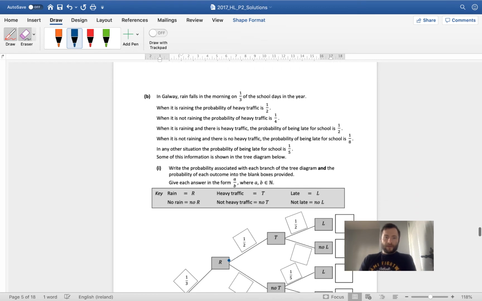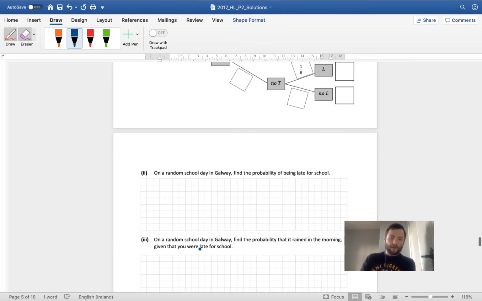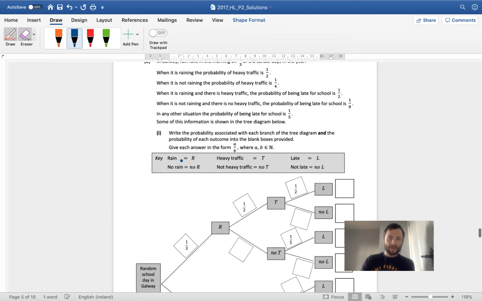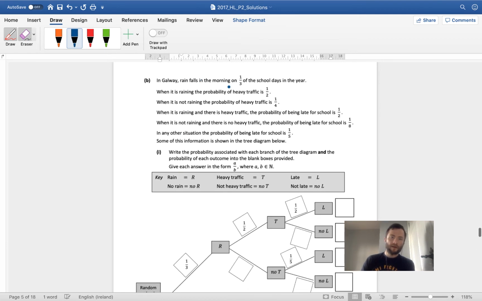And then for the final question, we have to deal with a little bit of probability. So let's start looking at what this says. When in Galway, rain falls in the morning on 1/3 of days of the year. When it's raining, the probability of heavy traffic is a half. When it's not raining, the probability of heavy traffic is 1/4.